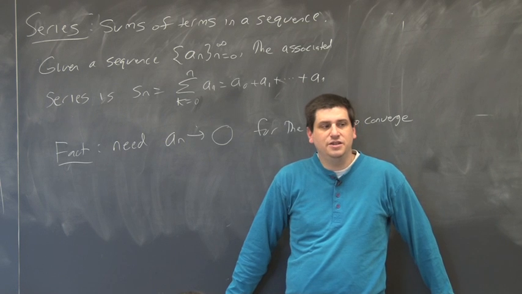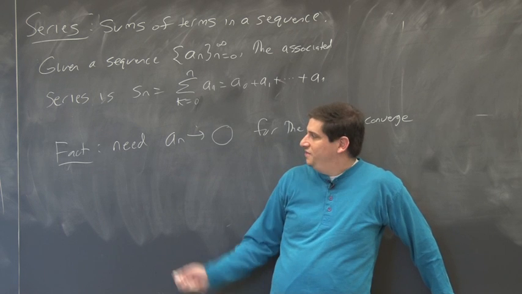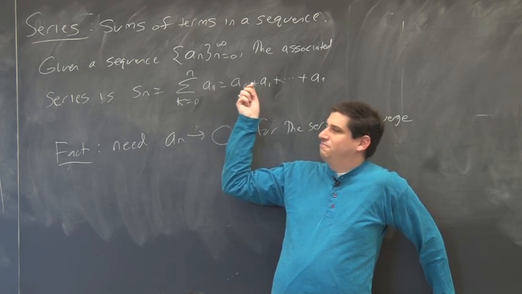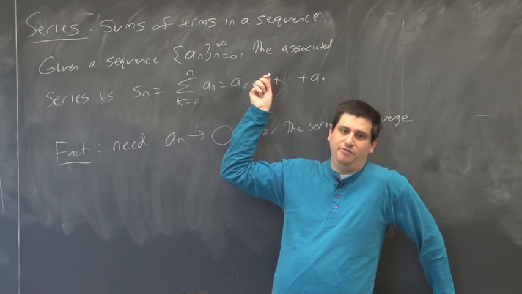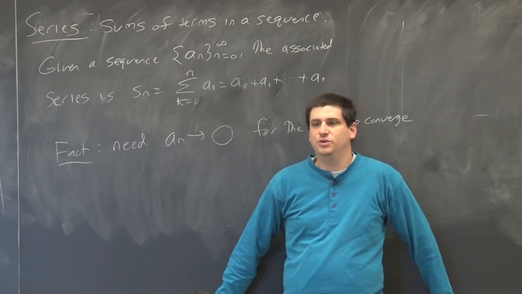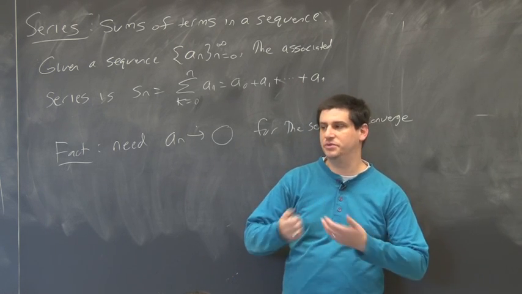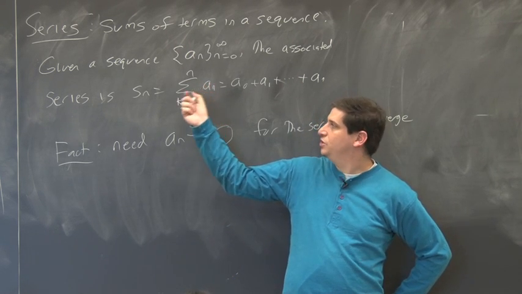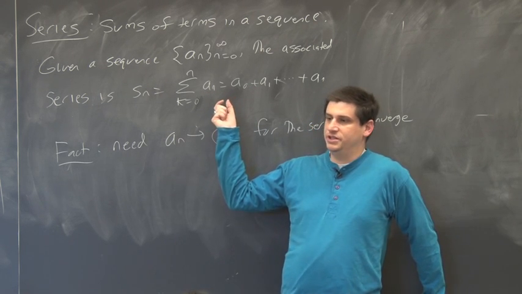So imagine an doesn't go to 0. Well, there are several ways it could not go to 0. Maybe it converges to another number like 1. Well, if an is converging to 1, then the series is going to be getting larger and larger and larger by essentially 1 every single time. What if it oscillates between +1 and -1? Then you're going to get large jumps when you look at the series. So the only way the series can converge is if the individual terms are going to 0.